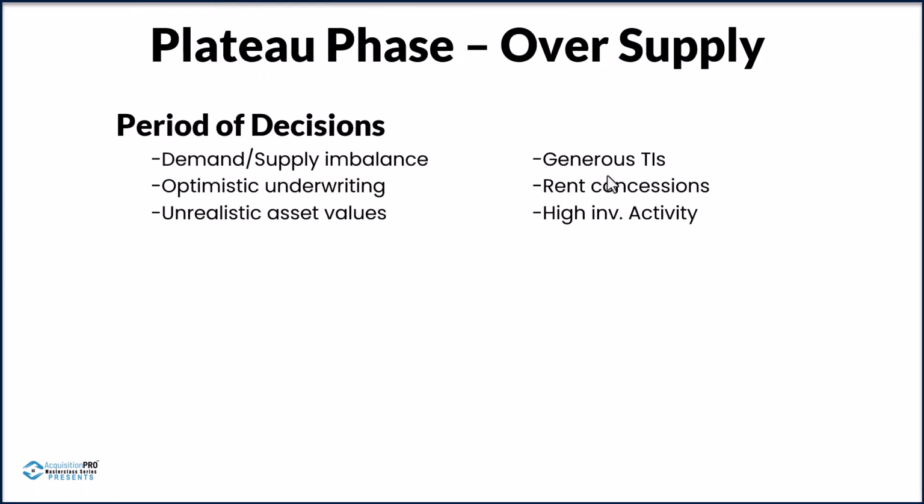As we enter oversupply, that is the plateau phase. Here we're in periods of decision, so demand-supply imbalance, meaning our supply is exceeding demand. There's still optimistic underwriting occurring, unrealistic asset values because people have not captured the fact that we have gone beyond the point of equilibrium. There's generous TIs in commercial or generous renovations going on in apartments or value add opportunities.